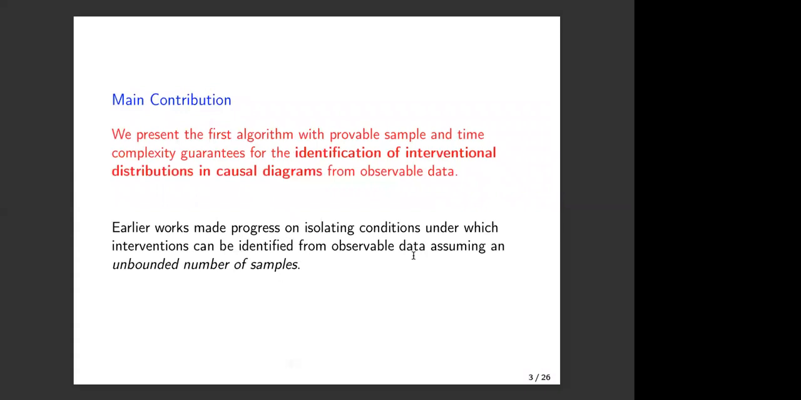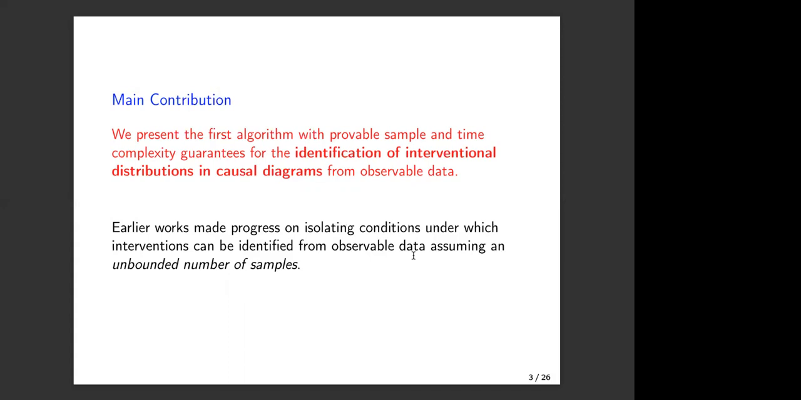So let me start with what we are trying to do here. The main contribution is that we present an algorithm with provable sample and time complexity guarantees for the problem of identification of interventional distributions in causal diagrams from observable data. And of course, there are a lot of words here, which I need to explain.